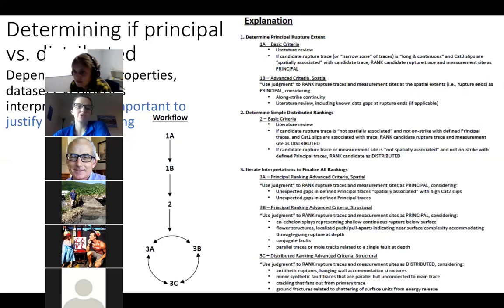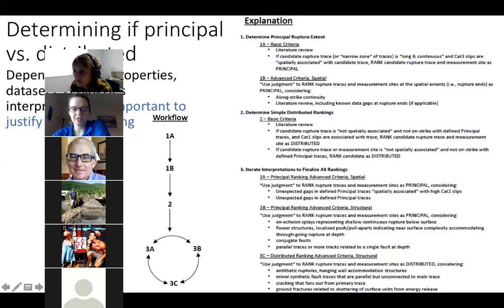And so it's important for you to justify your reasoning for calling a primary fault the primary fault or the distributed structures distributed. And we expect that people's answers may differ a little bit, and that everyone could be right, but again, we want to see how people define what makes a structure a primary or a secondary fault.